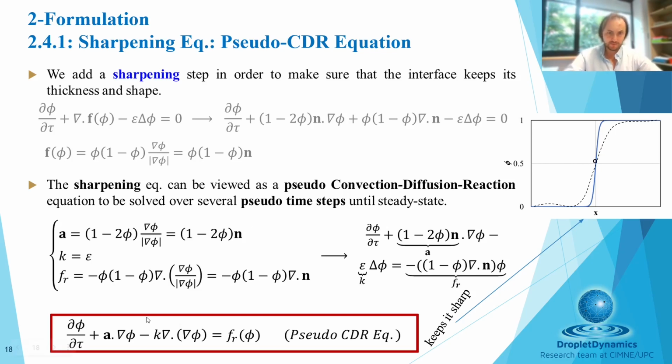So we can rewrite it in the following way. It is very advantageous to write it in this way, because if you have a standard convection diffusion reaction code, you simply can recall the coefficients and be able to use this sharpening equation without too much implementation effort. Okay, so this equation must be solved until reaching the steady state, and once the steady state is reached to the given accuracy, this means that the original smooth Heaviside function is recovered.